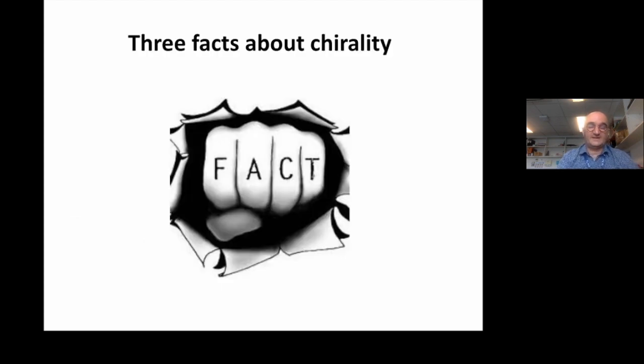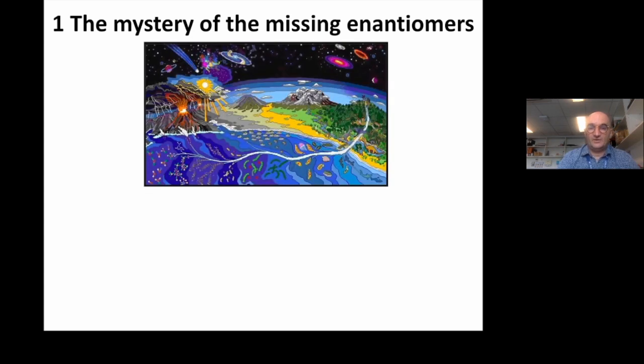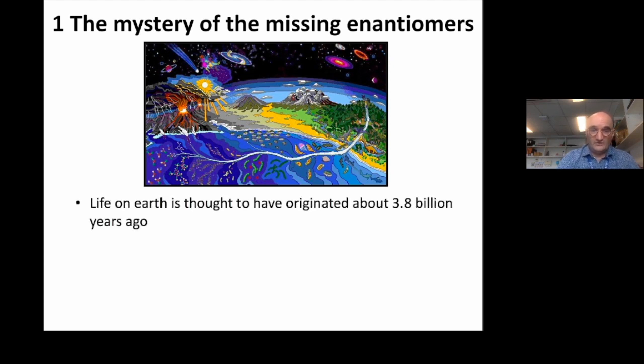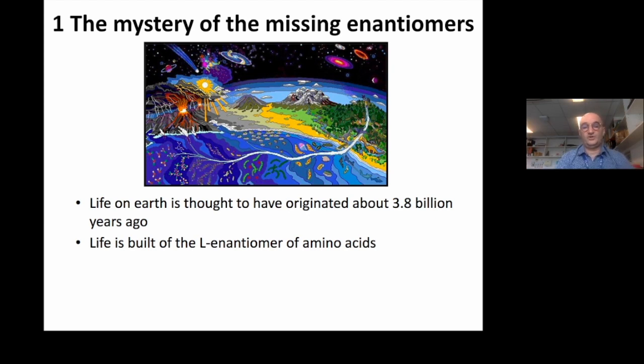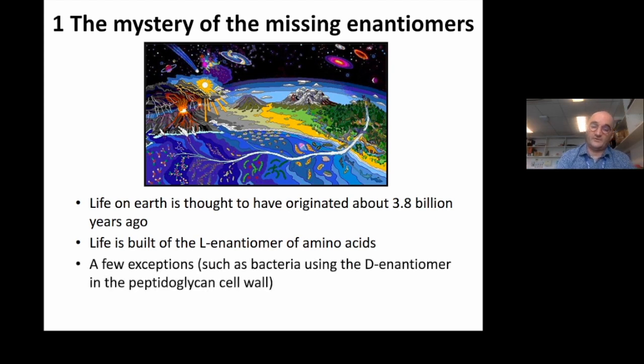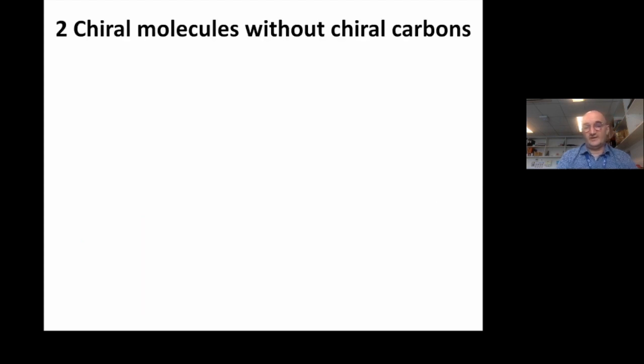So, 3 facts about chirality. Okay? It turns out that on planet Earth, and as far as we know in the universe, nature is predominantly, almost exclusively, the left-handed enantiomer of amino acids. We don't know why. There are a few exceptions.